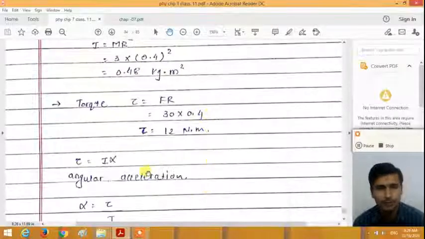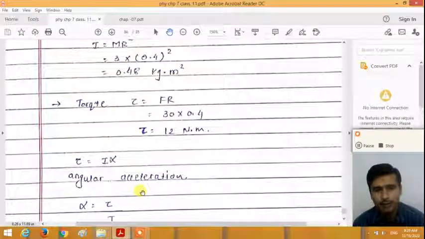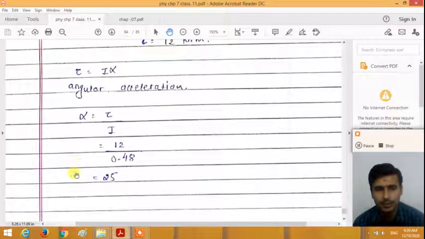By the formula torque tau is equal to I into alpha. Angular acceleration alpha is equal to torque tau divided by moment of inertia. So torque tau is 12 divided by moment of inertia 0.48. So we get the angular acceleration alpha is equal to 25 radian per second square.